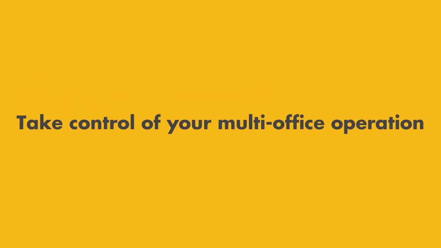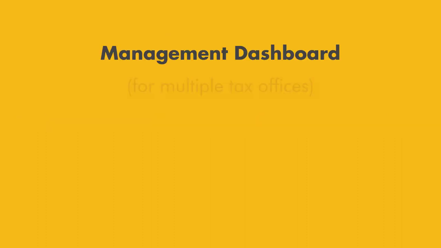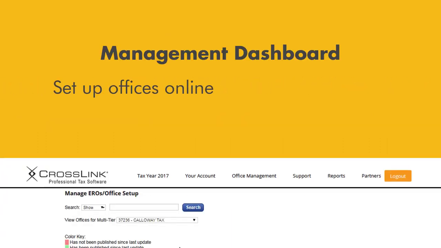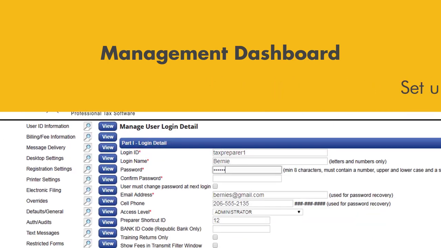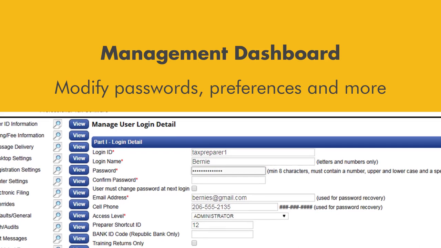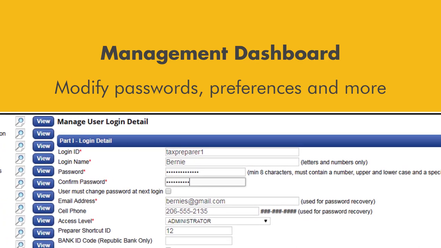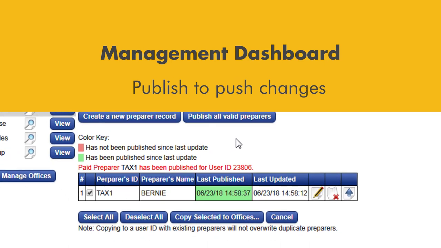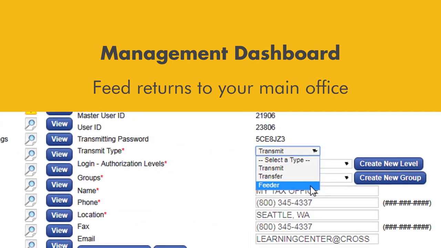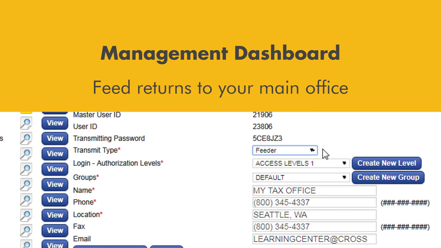CrossLink can give you just as much control over your multi-tax office operation as well. With management dashboard from multiple tax offices, you can set up and configure your software remotely through our website. Everything from login passwords to the office's printer preferences can be modified and changed through crosslinktax.com and pushed down to your sub-office's software. You can route tax returns prepared by sub-offices directly to your main office for review.